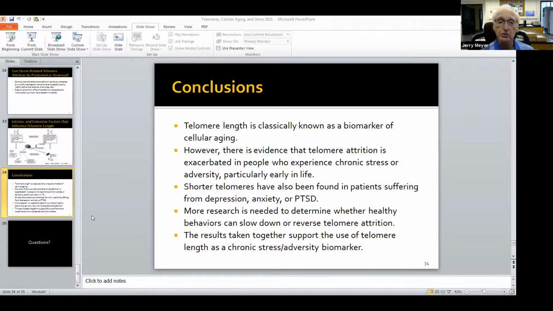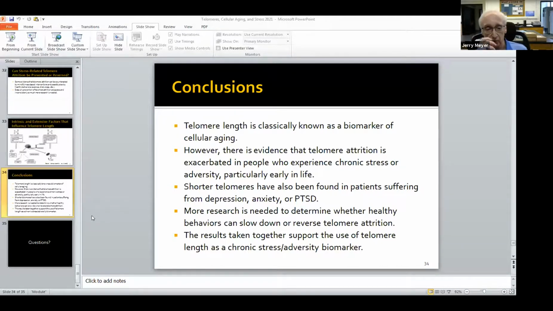So what I've shown you is that telomere length is used by biologists in many fields, certainly the field of aging itself or senescence. The telomere length can be thought of as a biomarker of cellular aging, but there's more that goes into it, in terms of the fact that there's now strong evidence, as I've showed you, that telomere attrition, the rate of telomere reduction in length, is exacerbated both by adult stress, chronic stress and adversity in adulthood, but even perhaps more so by adversity early in life.